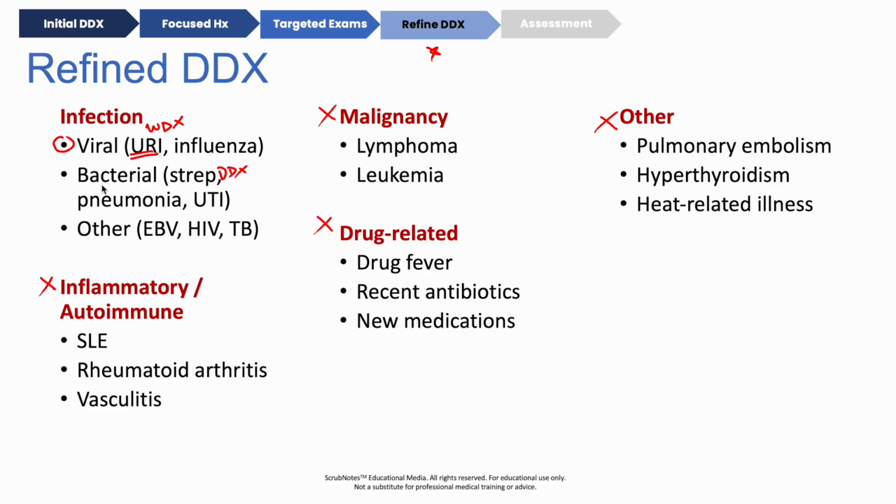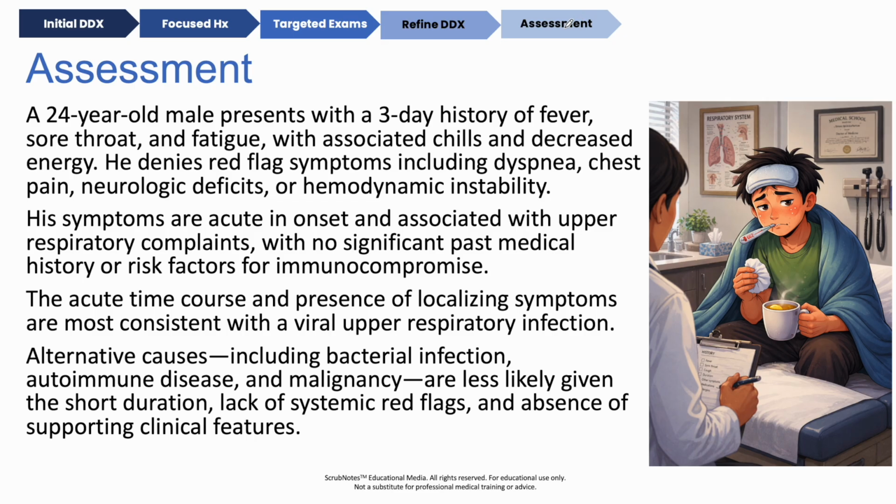I'm still going to keep in mind maybe a strep bacterial infection or EBV as another cause of his viral symptoms. So putting it all together, we're on step 5 and we can present our assessment. We have a 24-year-old male who presents with a 3-day history of fever, sore throat and fatigue with associated chills and decreased energy. He denies red flag symptoms including dyspnea, chest pain, neurologic deficits, or hemodynamic instability.